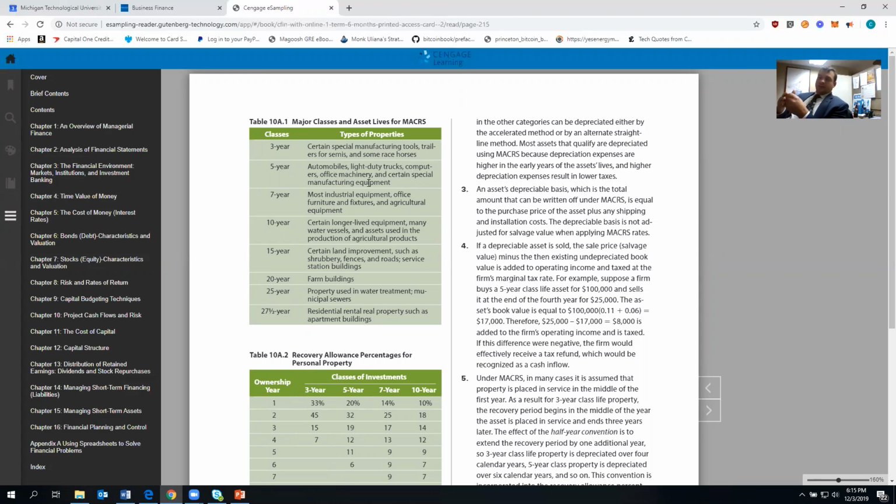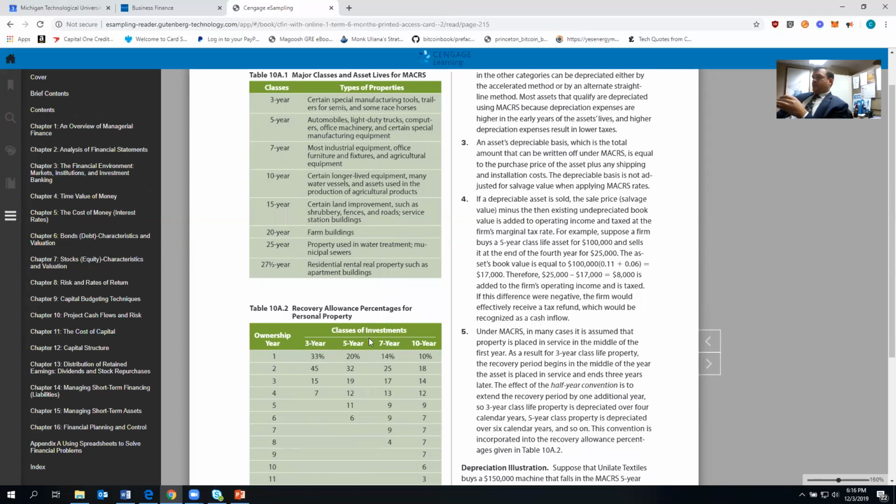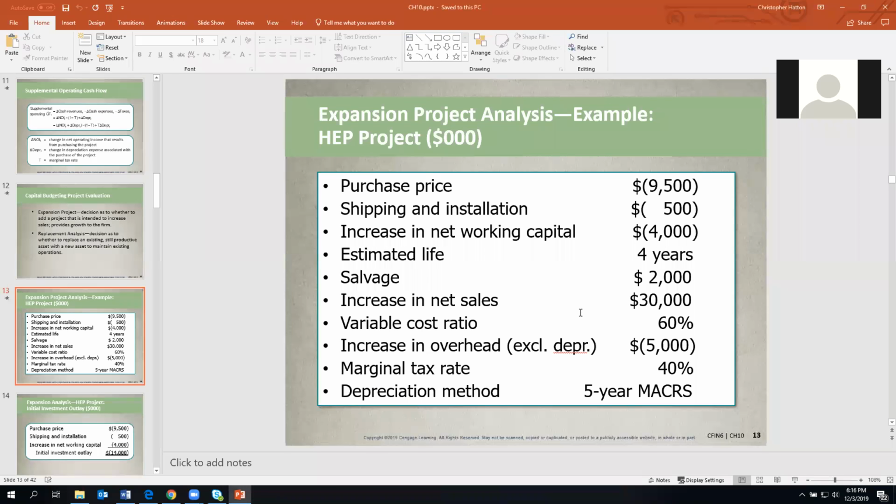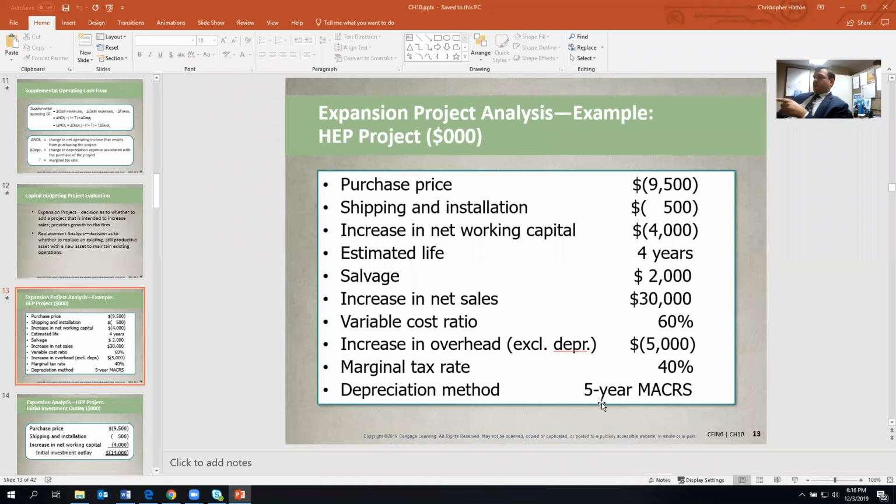And actually, a few of these were changed when President Trump was elected, but we'll stick with this for, again, to be safe and to learn how to do these calculations. So this is the schedule we're looking off of, and this is the year of ownership. All right. So 5-year.